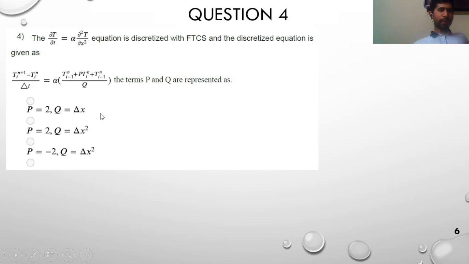I think q is very easy. q should be delta x square, because we have delta x square here. That is very easy. It cannot be delta x. What should be p? Can you write it down in the chat box?